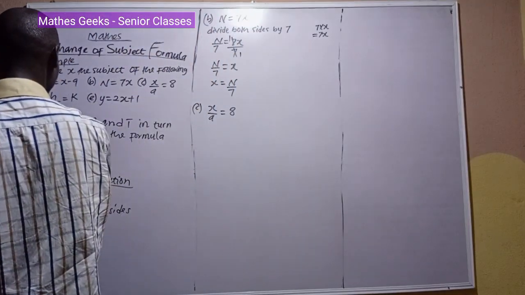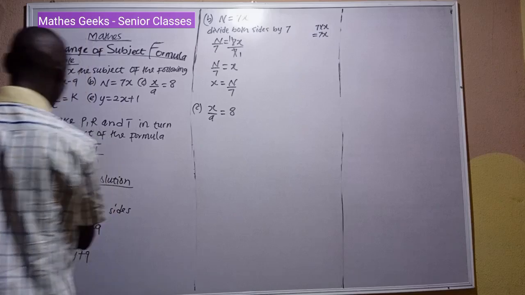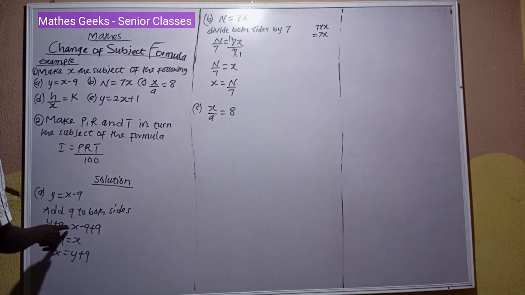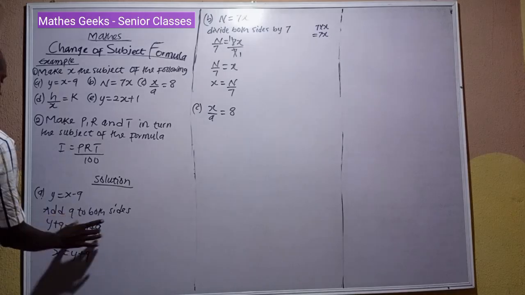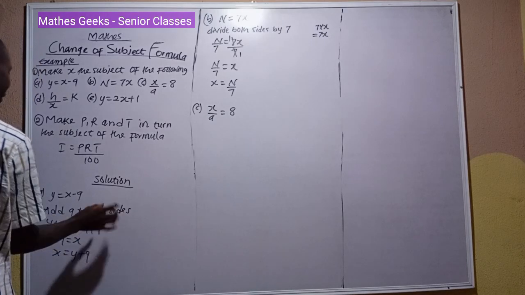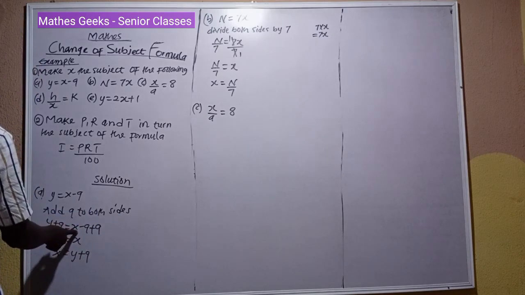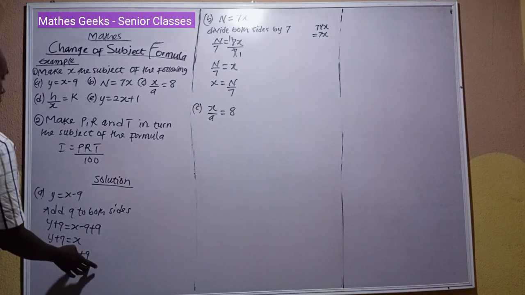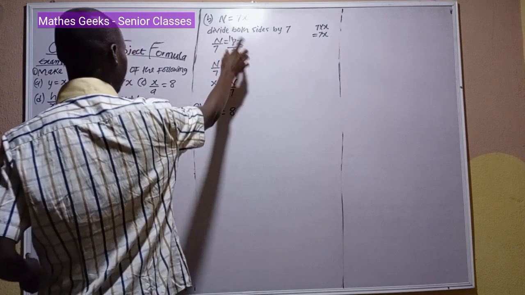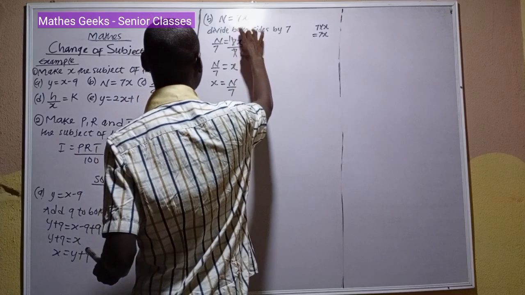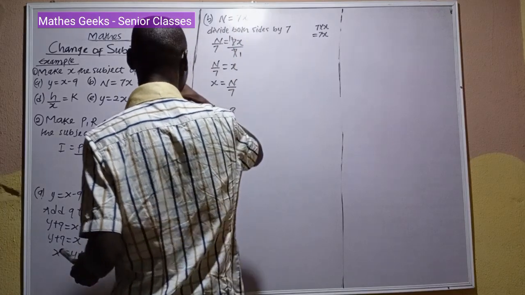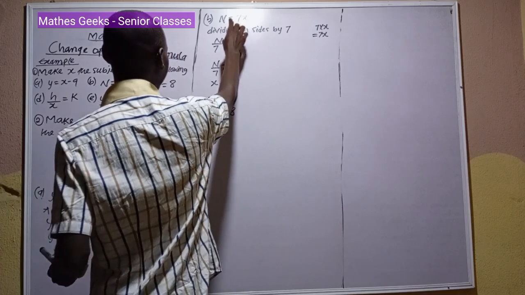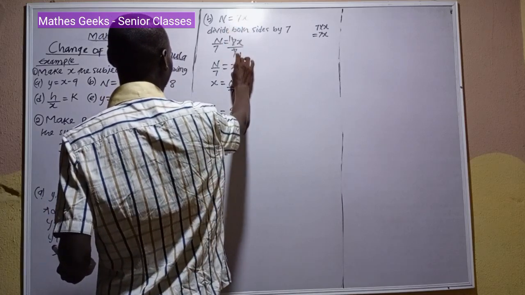The same thing here. This is minus 9, so we say add 9 to both sides. The addition of 9 to both sides eliminated the 9 from the part that has the letter to be made the subject. So at the end of the day, we got x equals y plus 9. Same thing here, we divided both sides by 7, which eliminated the 7 connected to x. So we ended up having 1 divided by 1, which is 1.